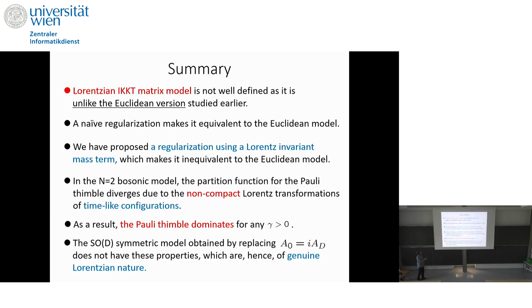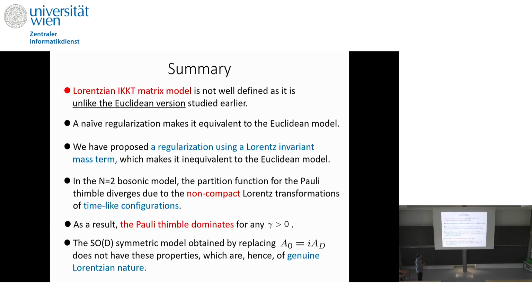So let me summarize. The Lorentzian IKKT model is not well defined as it is, unlike the Euclidean version studied earlier. A naive regularization makes it equivalent to the Euclidean model. Therefore, we have proposed a new regularization using a Lorentz invariant mass term, which makes it inequivalent to the Euclidean model. In the simplest case of the n equals 2 bosonic model, we have shown that the partition function for the Pauli symbol diverges due to the non-compact Lorentz transformations of time-like configurations. As a result, the Pauli symbol dominates for any positive gamma. This is very surprising, I think.